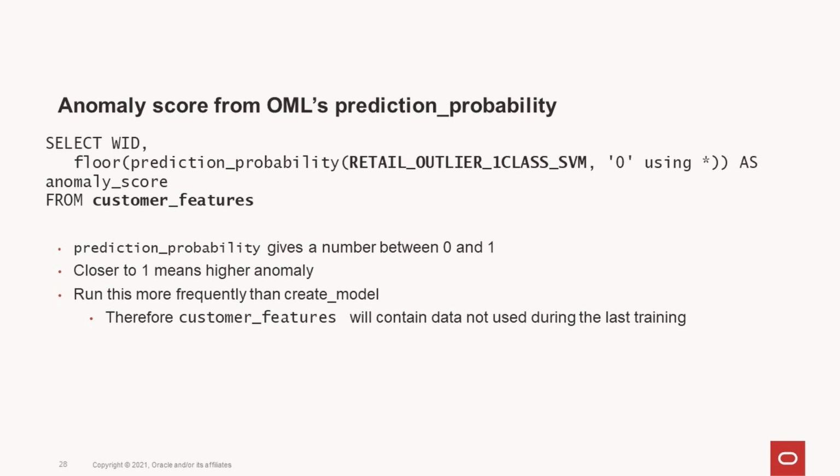So we take all these steps, and this goes into that table, customer features, and we run the prediction probability function. That gives a number between 0 and 1, and 1 means higher anomaly. As I said, we run this more frequently than the create model. What that means is customer features will contain data not used during the last monthly training. Let's say we're training monthly. That could mean, for example, that you have new customer IDs, new customer accounts in this table that were not in training. That should be fine.